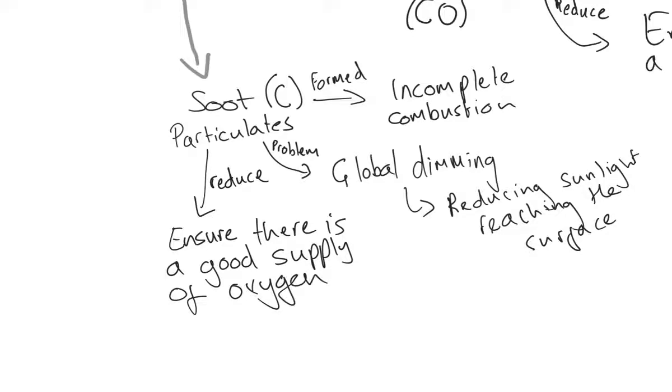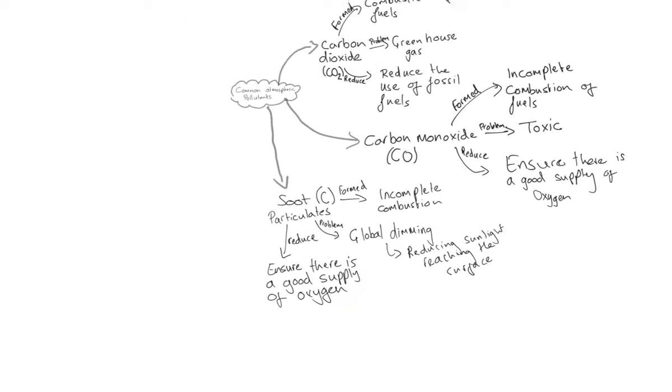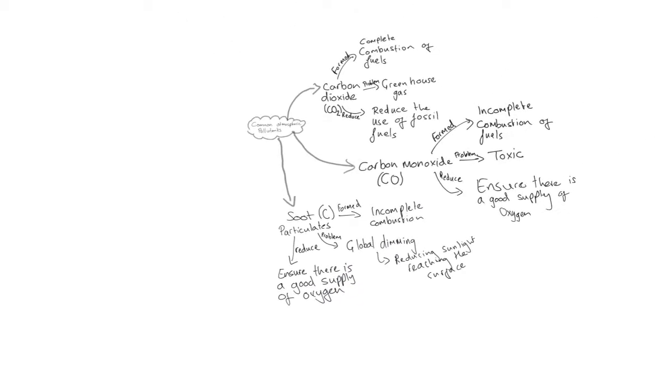If you ensure there's a good supply of oxygen, you'll get less soot produced. Now we're nearly halfway through. We've got another 4 to go. So make sure at this point, pause it, write down soot, and just make sure you double check that you've got all of this information around your bubble, because you're going to need it all for when we do some questions after writing this down.